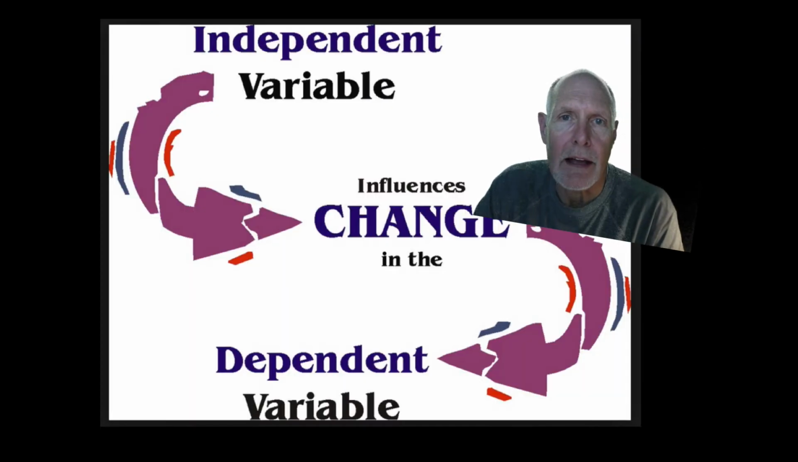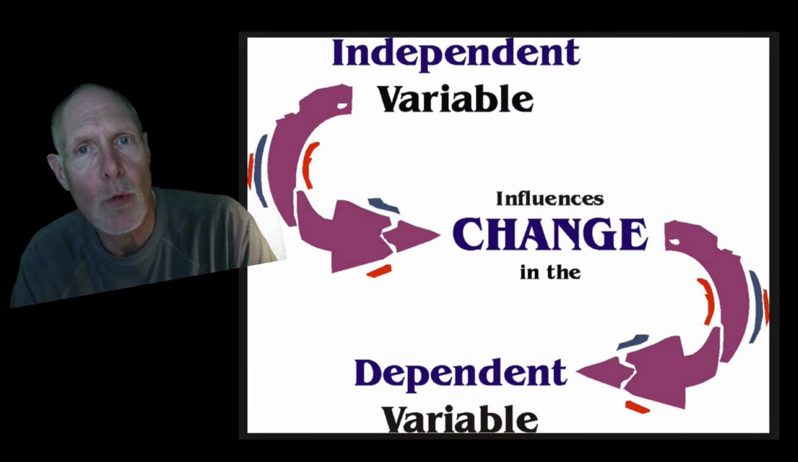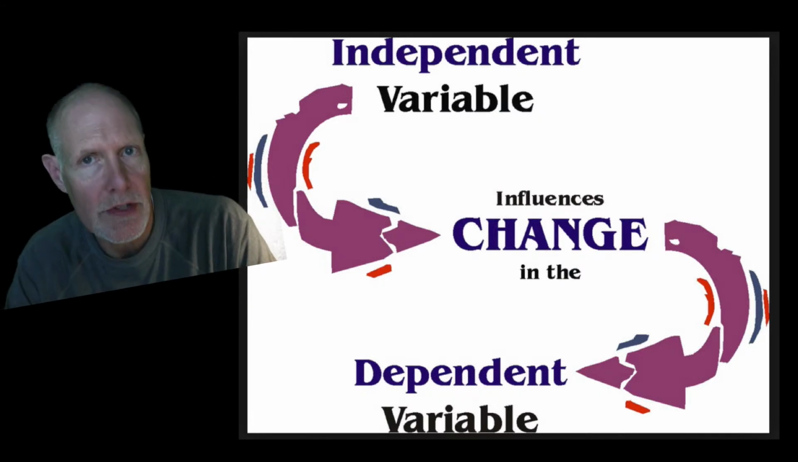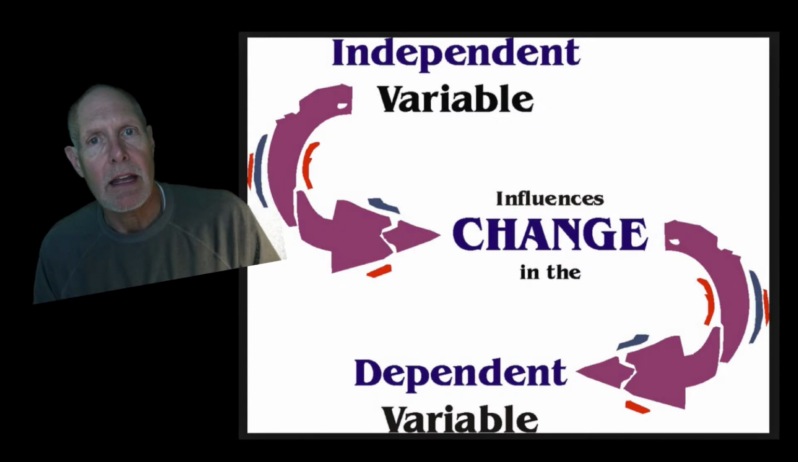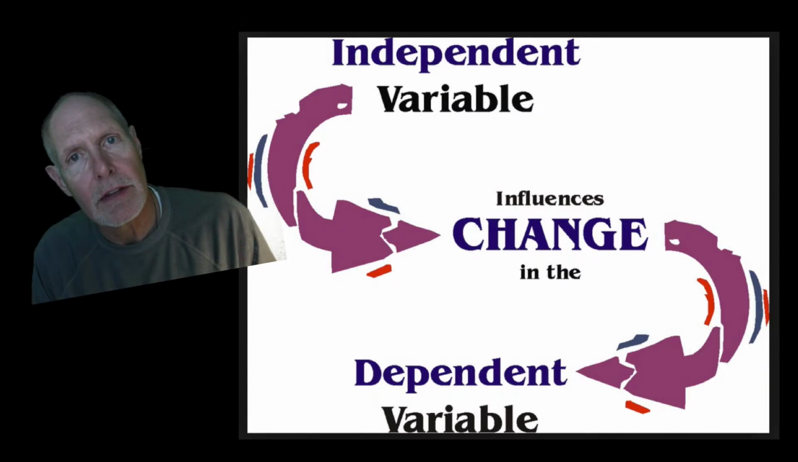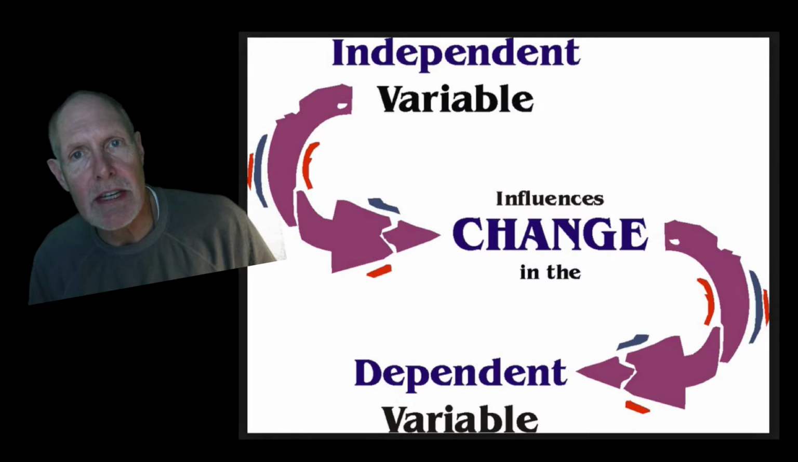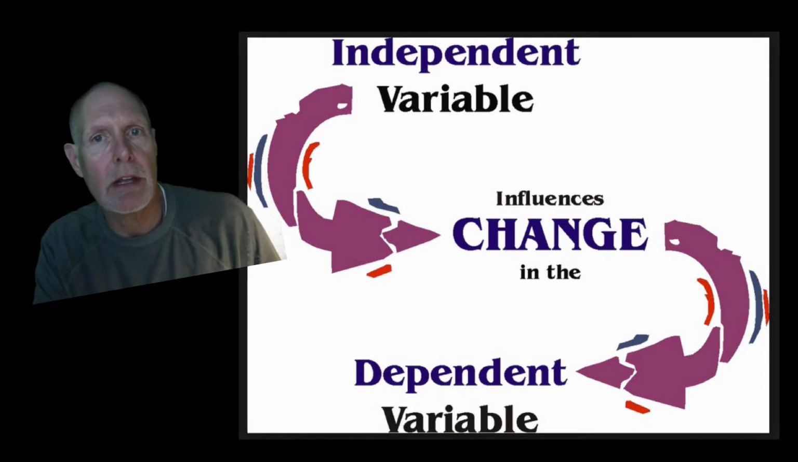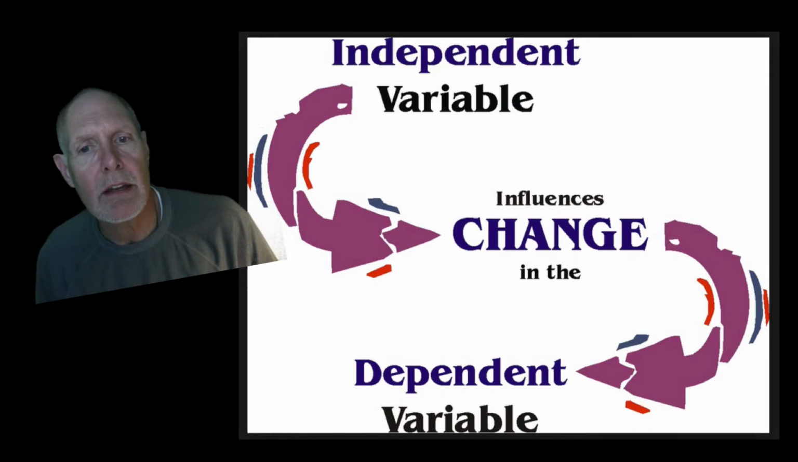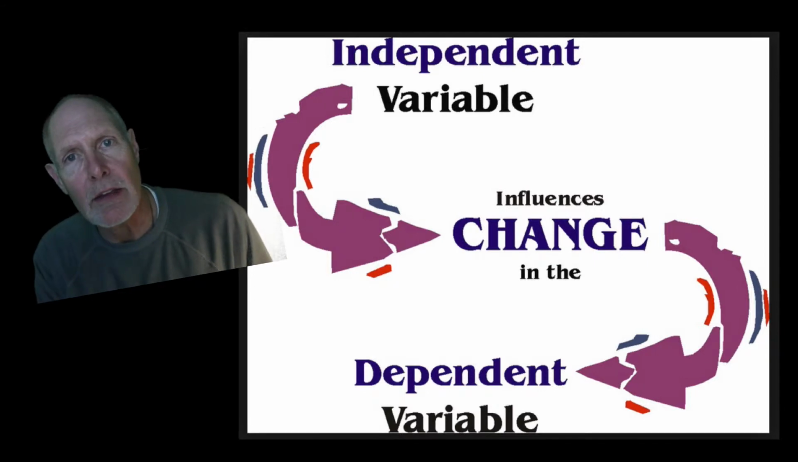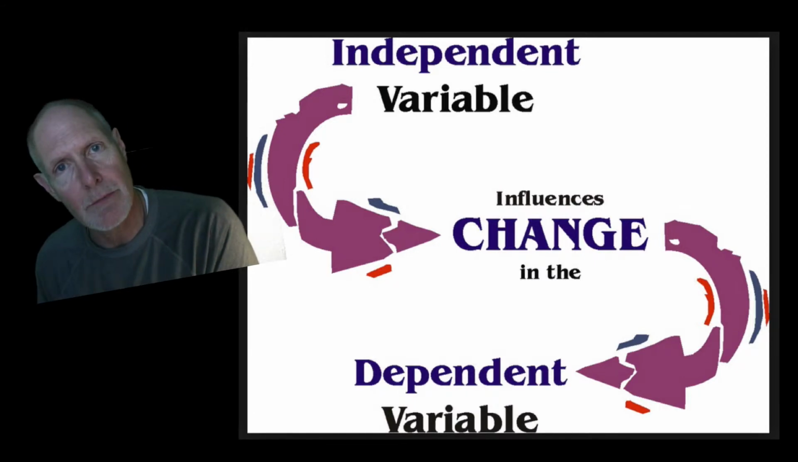So now that you have made a guess as to where the variables go, let me introduce you to a couple of terms. The first term is the independent variable. The independent variable is that variable that stands alone all by itself. The other variable that we have is called the dependent variable. And look at the middle of this graphic. It says one influences change in the other. So the independent variable is the variable that influences change in the dependent variable.